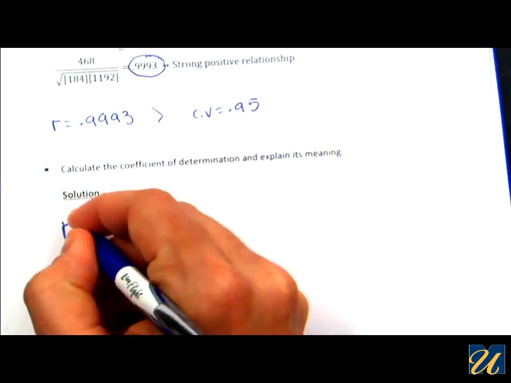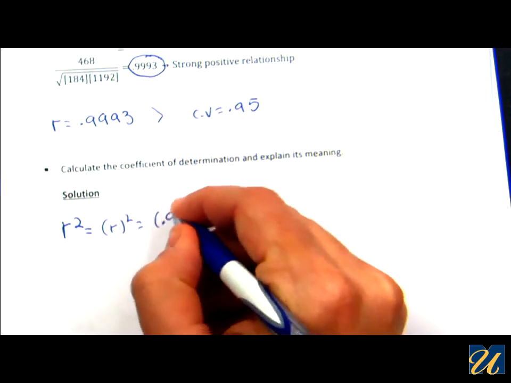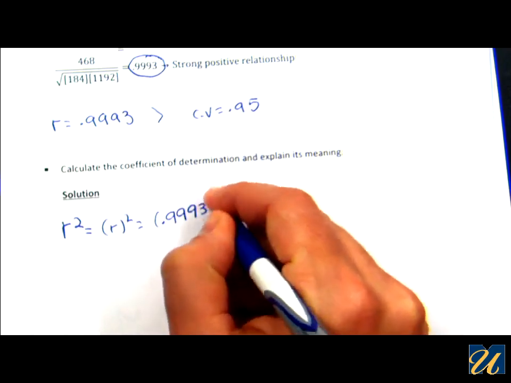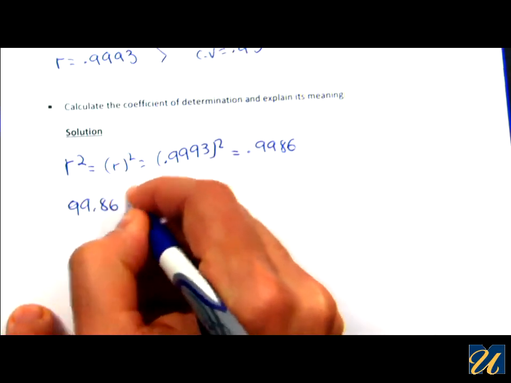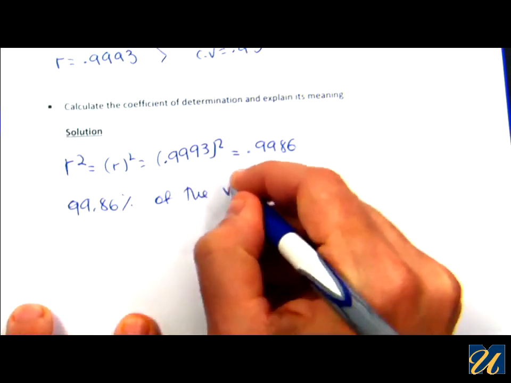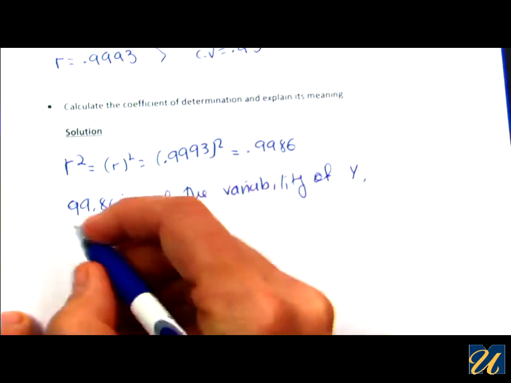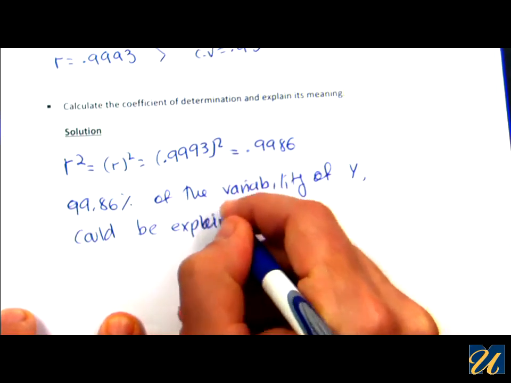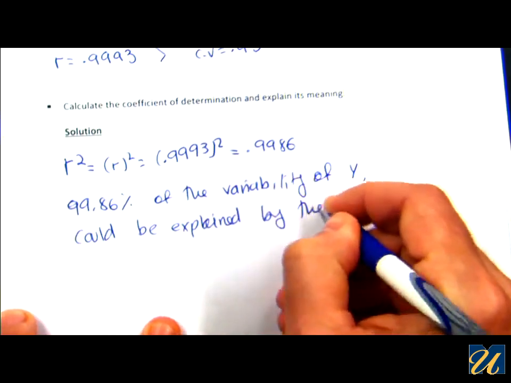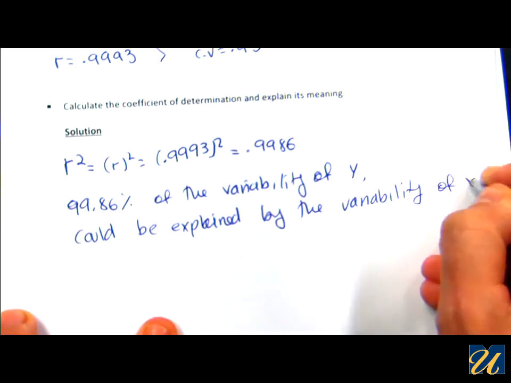So R squared is equal to 0.9993 squared, and this will be equal to 0.9986, which means 99.86% of the variability of Y could be explained by the variability of X.